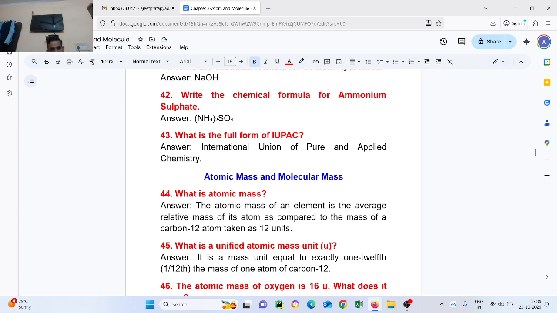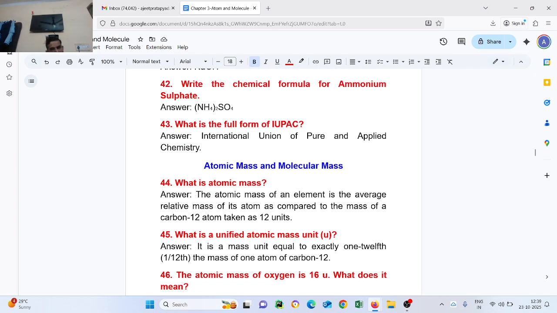What is the unified atomic mass unit, u? It is a mass unit equal to exactly 1/12 the mass of one atom of carbon-12.